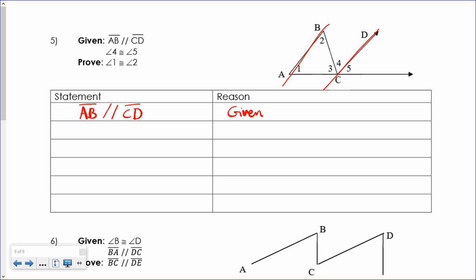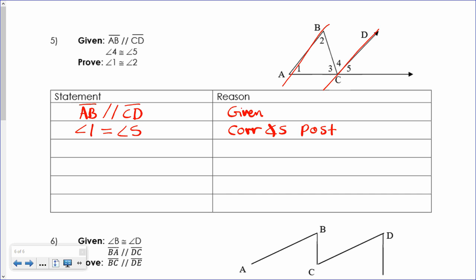What do I know about them then? They should be equal. So angle 1 is equal to angle 5 because when you have parallel lines, the corresponding angles are congruent. So what rule says that? Corresponding angles postulate. Not converse, just the postulate. So we're going from lines to angles this time. You start with the lines, it's just your regular postulate.